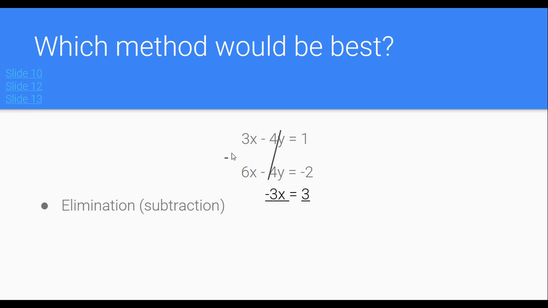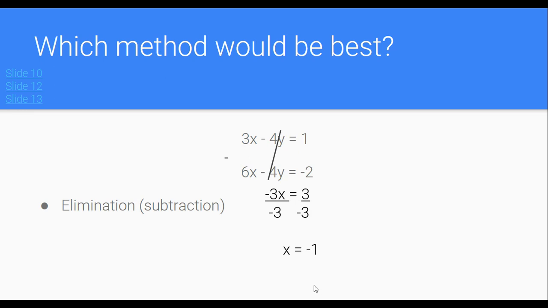So when we subtract, 3x minus 6x is -3x. 4y minus -4y is 0. They cancel out. That's why I've got this line through them here. And then 1 minus -2 is +3. So then we're going to divide by our coefficient of -3, and we have our x value, -1.